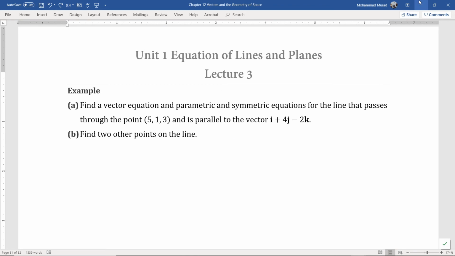Let's have a look at an example. We need to find the vector equation and the parametric and symmetric equations for the line that passes through the point with coordinates 5, 1, 3 and is parallel to the vector i plus 4j minus 2k. In the second question, we also need to find two other points on that line other than the point with coordinates 5, 1, 3.